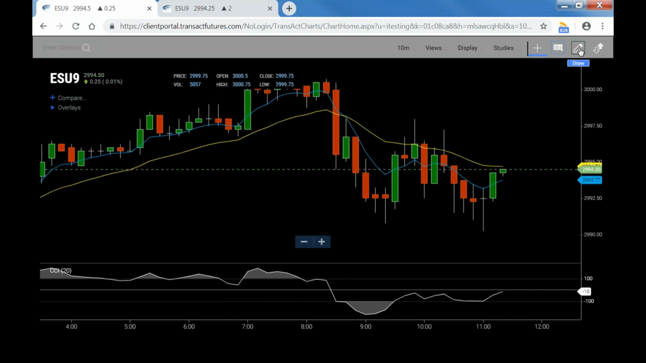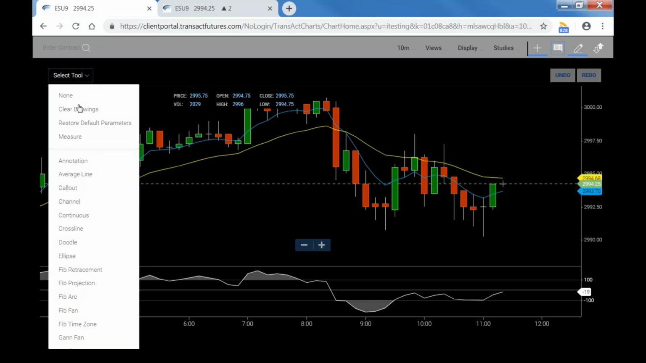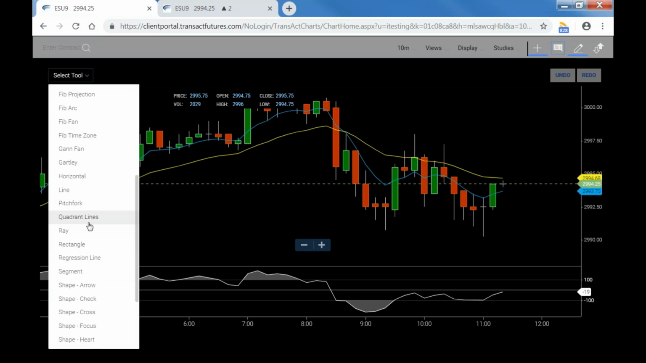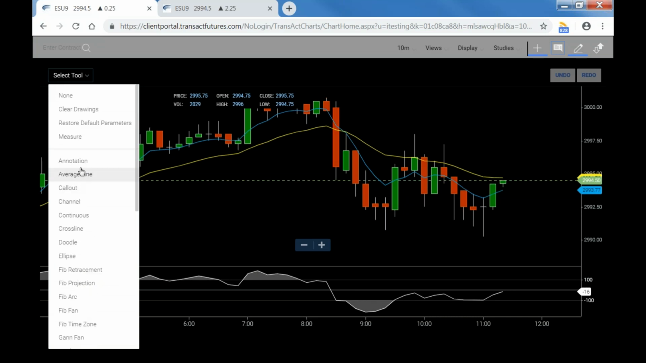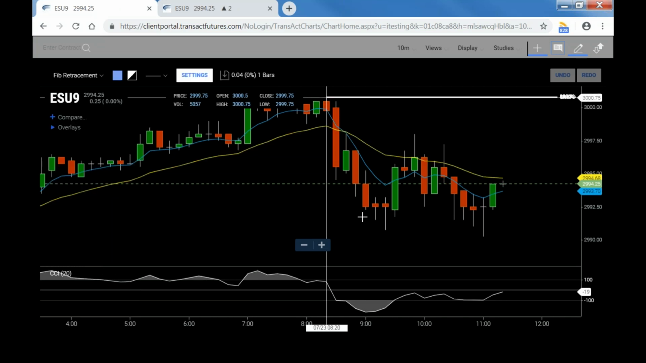And then this little drawing tool looks like a pencil. Click on that, and it turns on all of my drawing tools. So all my drawing tools, fib retracements, horizontal lines, regression lines, shapes. If you want to type words into this thing, vertical lines, all that stuff is with the drawing tool. Just pick your poison and do whatever you want to do. Let's just do a fib retracement here just for fun. High to low.